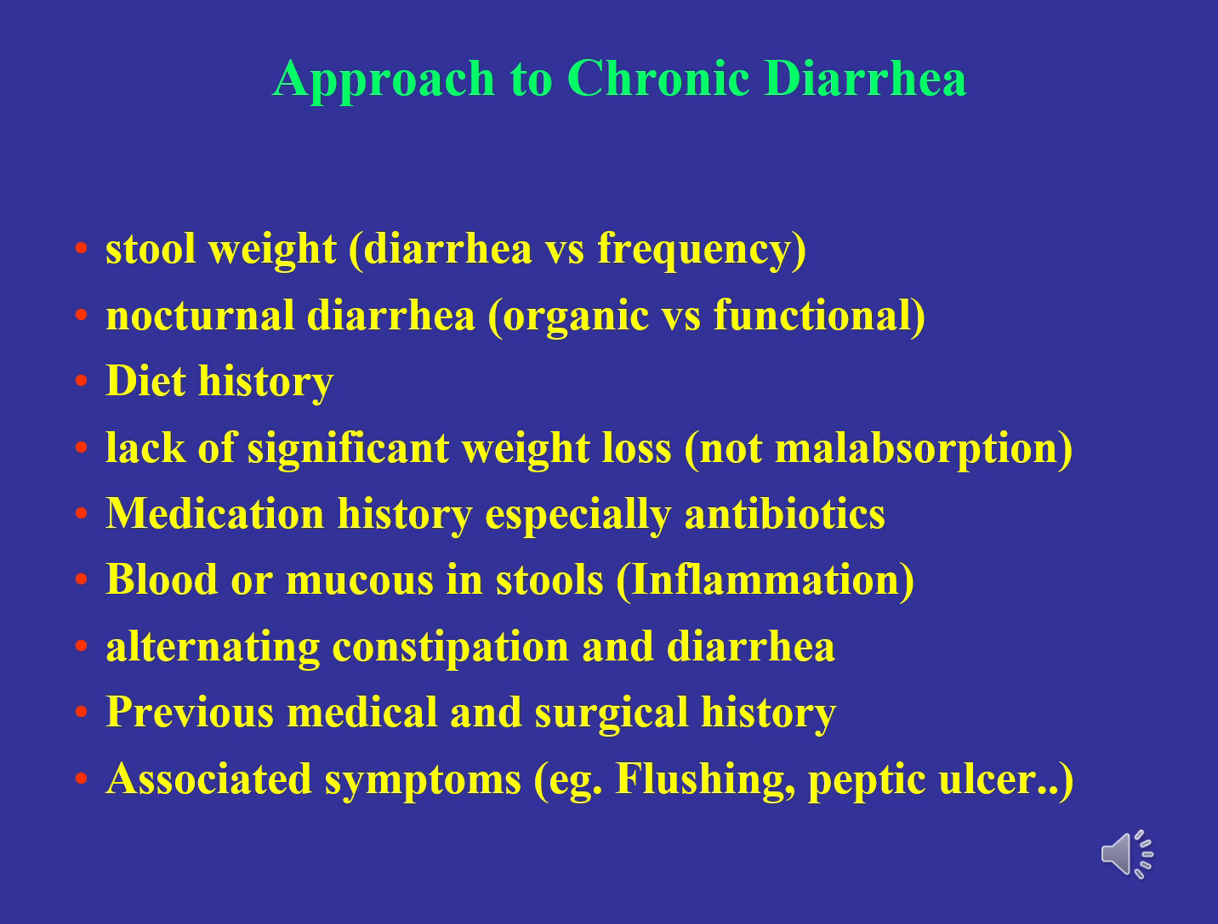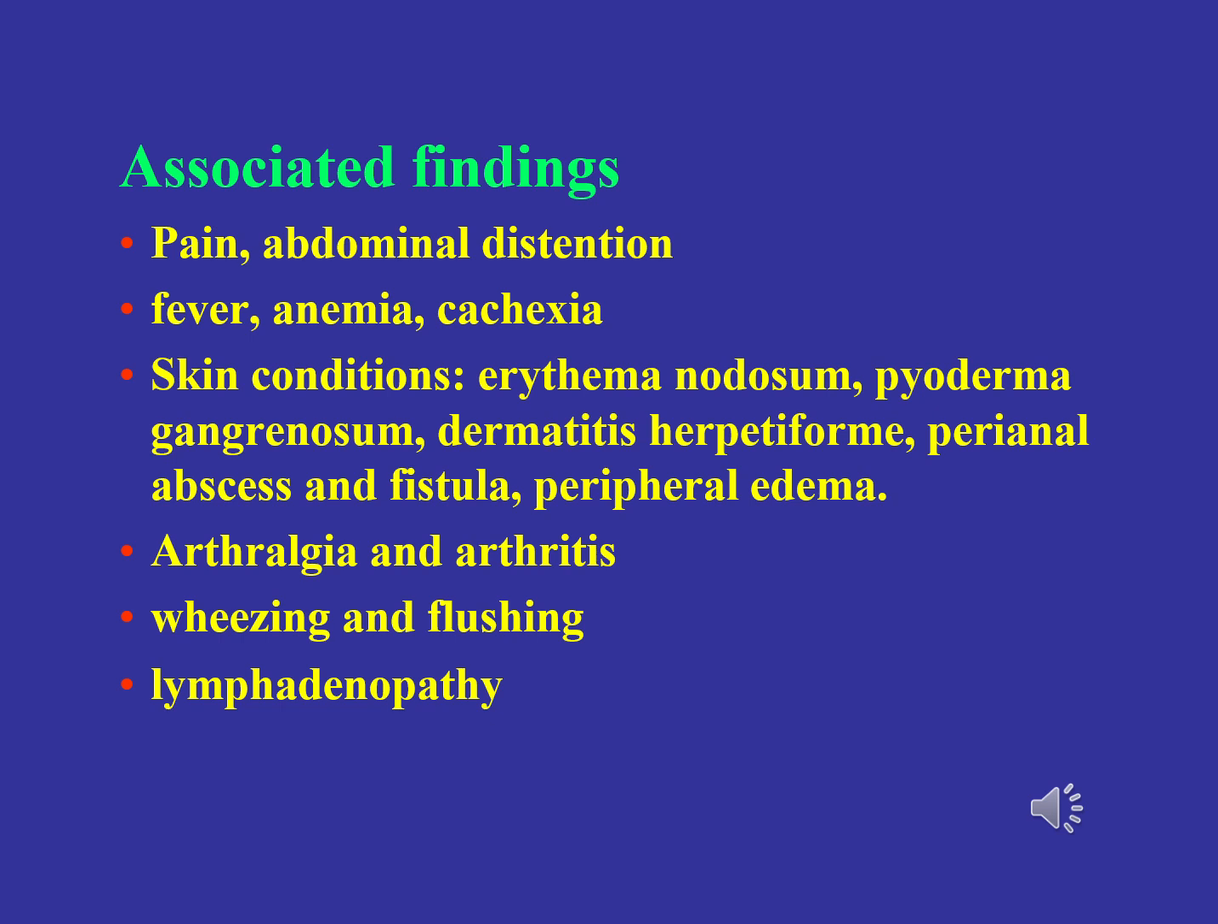The patient in this entity gets severe ulcerations in multiple locations in the intestine, and sometimes it even happens in the jejunum. We have to look for some associated findings like pain, abdominal distension, fever, anemia, cachexia, and skin conditions like erythema nodosum or pyoderma gangrenosum, which are found in inflammatory bowel disease. Dermatitis herpetiformis can be associated with celiac disease, and perianal abscess and fistula also can occur in Crohn's disease.